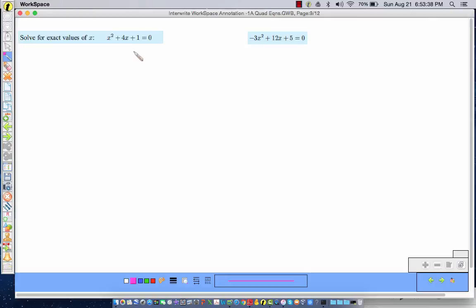All right. Next, what about this? Now here, we need completing the square. We can't factor it. We could use the quadratic formula if we wanted to, but we do need the skill of completing the square.